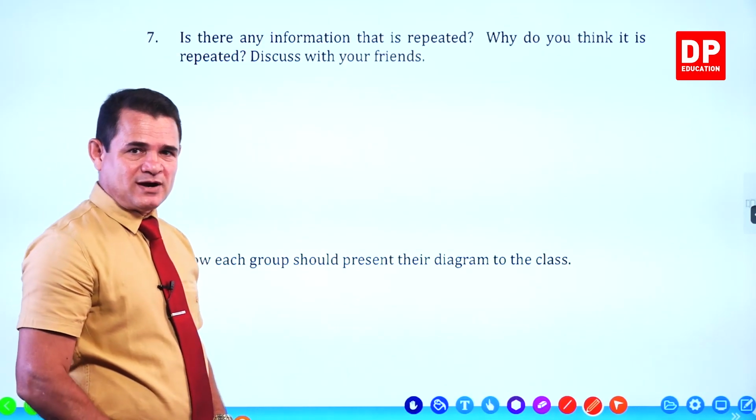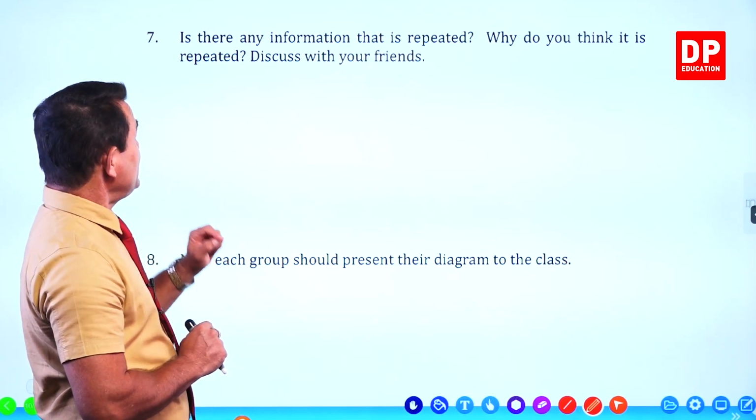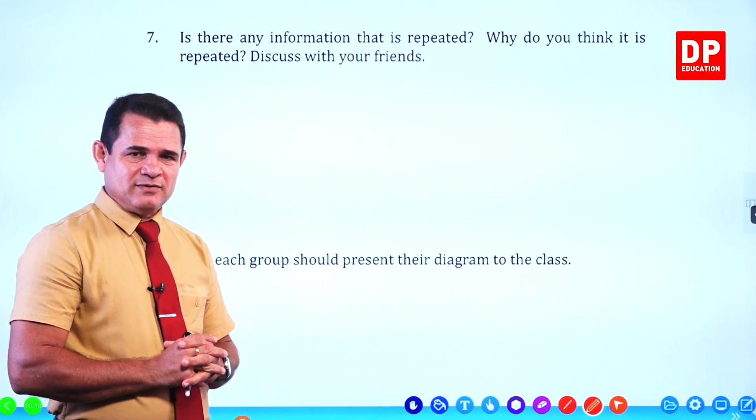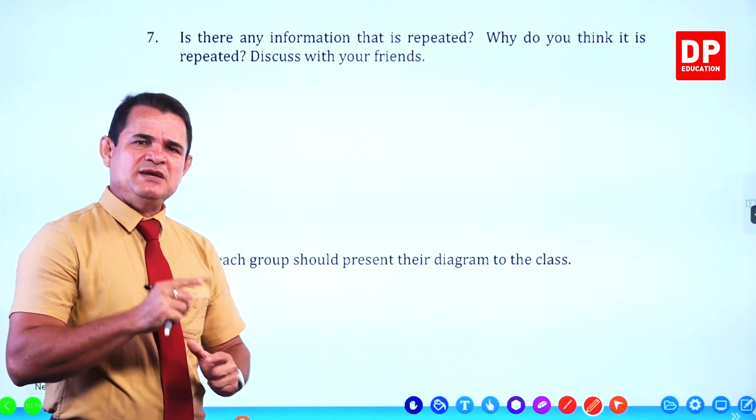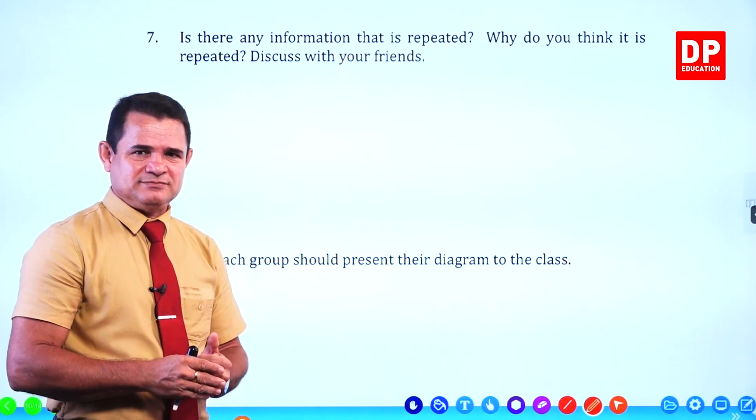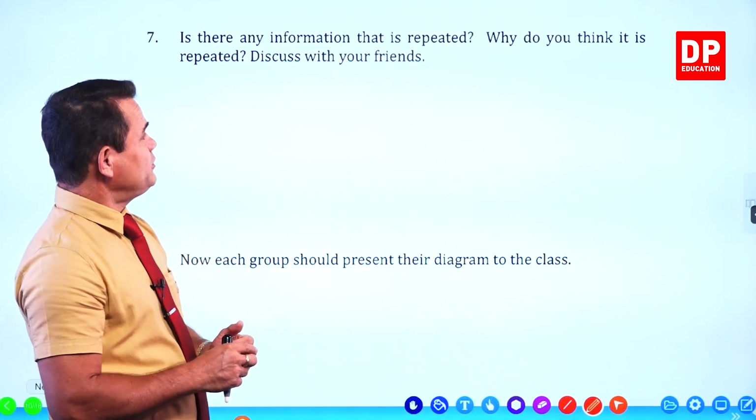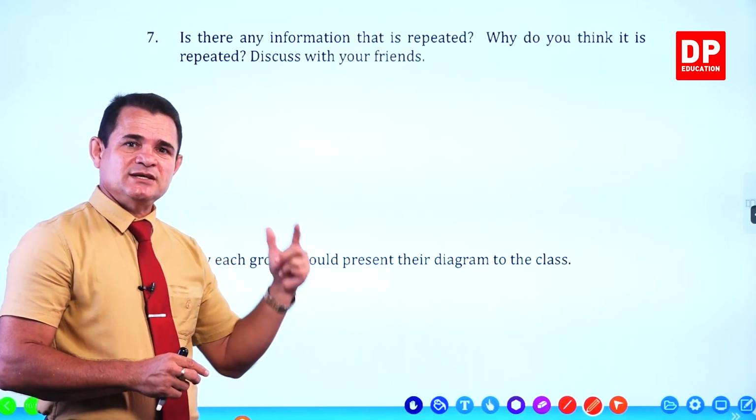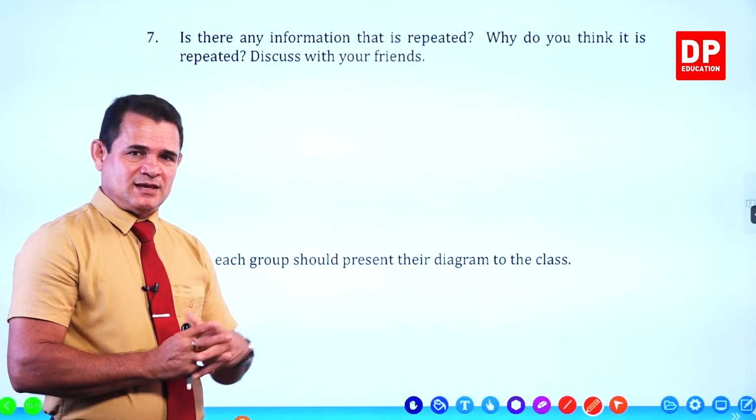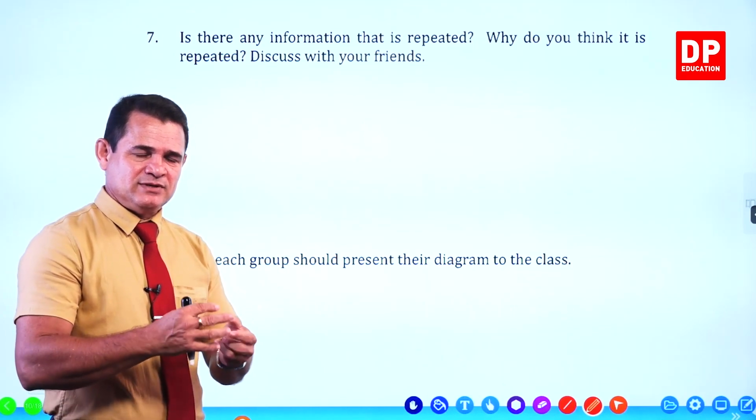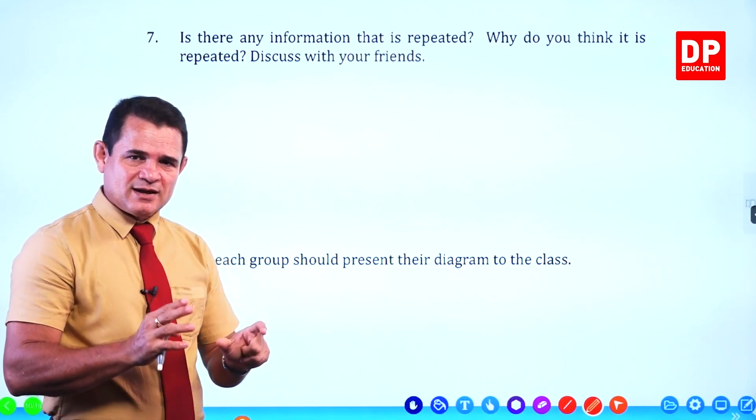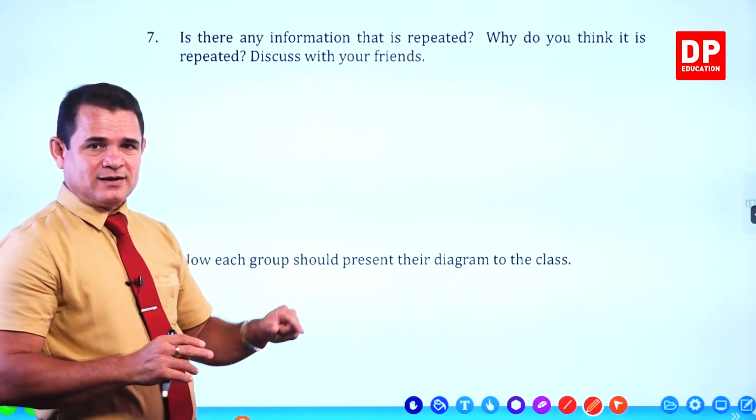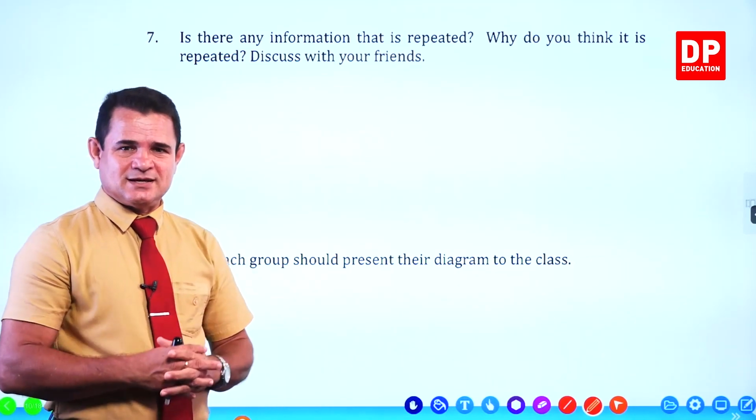Right? So after making the diagram, is there any information that is repeated? Any information repeated? නැවත නැවත කියවෙච්ච. Or why do you think it is repeated? Discuss with your friend. So when you keep on asking those questions, ඉහත ප්‍රශ්න අහනකොට එකම දේ නැවත කියවෙච්ච වෙලාවල් තියෙනවාද? So if there are such things, එහෙම දේවල් තියෙනවා නම් discuss with your friend. යාළුවත් එක්ක ඒව තව දුරටත් කතා කරන්න.